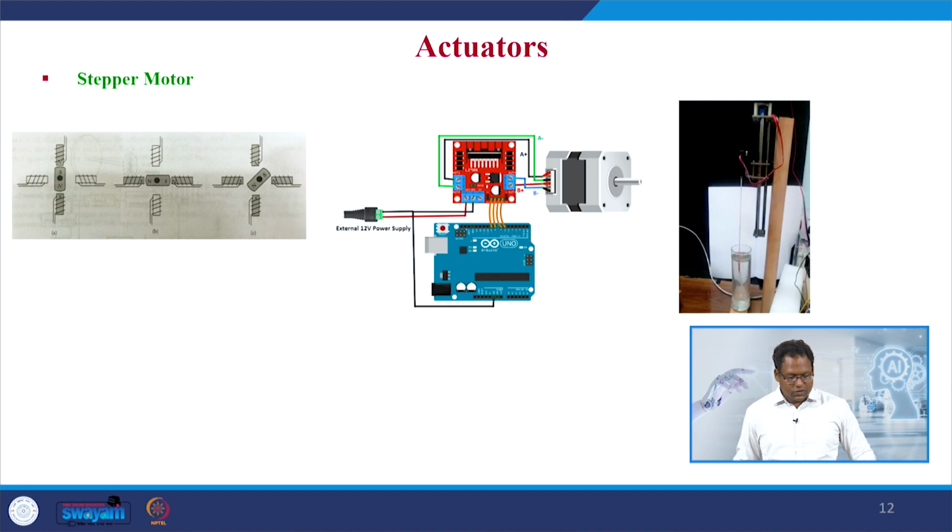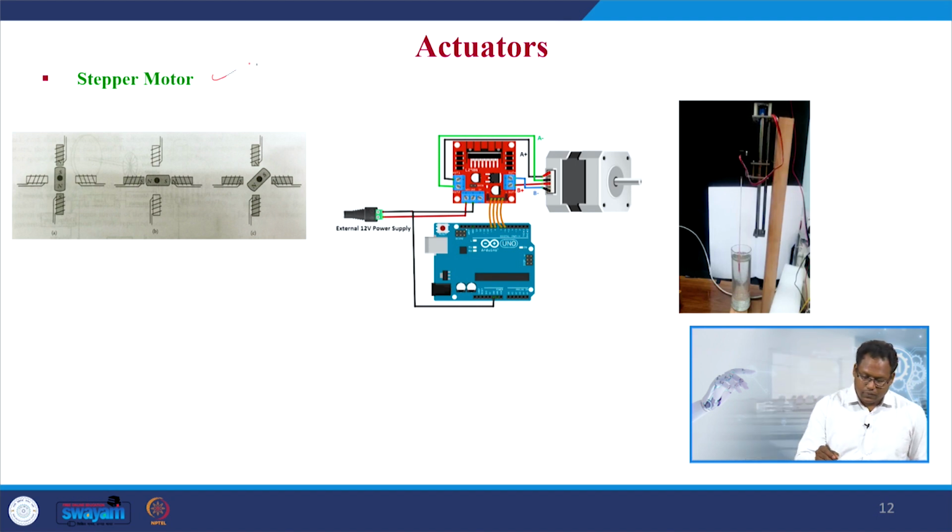Now coming to the stepper motor, which basically has two parts, as in the case of DC motor. We have a stator and a rotor. Rotor is, as the name indicates, it is going to rotate. It is the center part, and the stator are fixed in the outer part.